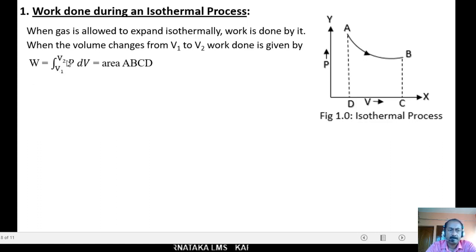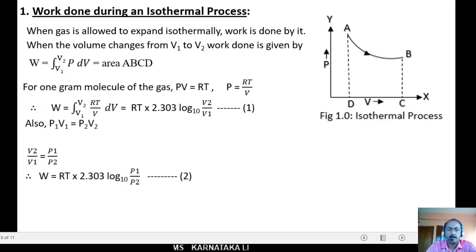Here, when it is integrated between the limits V1 and V2, that is the area of ABCD in this PV diagram. The area under this isothermal graph, ABCD, represents the work done by the gas. For 1 gram molecule of gas, I have taken the ideal gas equation, PV equals RT. Therefore, for pressure, P is equal to RT divided by V.